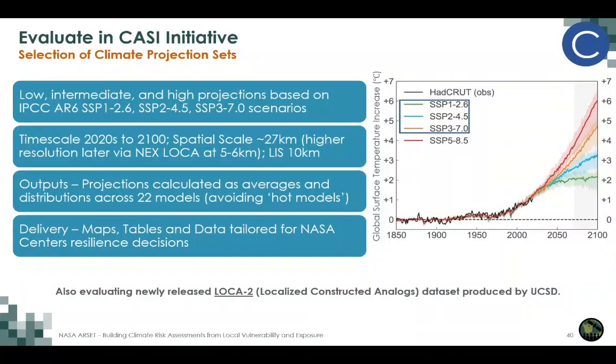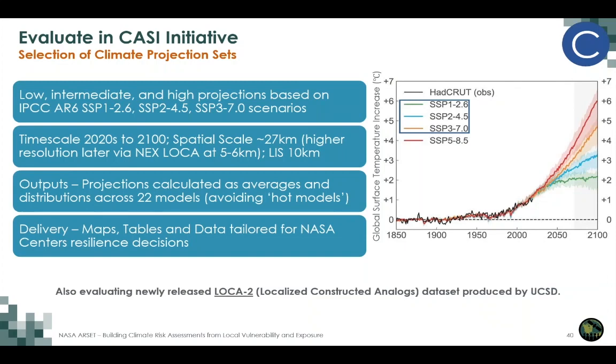In applying the NASA NEX GDDP projections, we sample from different emission scenarios that represent different pathways of societal economic growth, technological use, land use, and other aspects that will determine the greenhouse gases and other exchanges related to the climate system over the coming century. The IPCC characterized scenarios as low, intermediate, and high, corresponding to the SSP 1-2.6, the SSP 2-4.5, and the SSP 3-7.0 scenarios. You can see these scenarios on the right side of the screen.